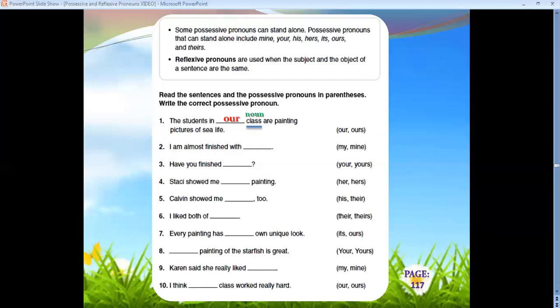2. I am almost finished with my or mine. Let's check. Do we have any noun after this blank or line?